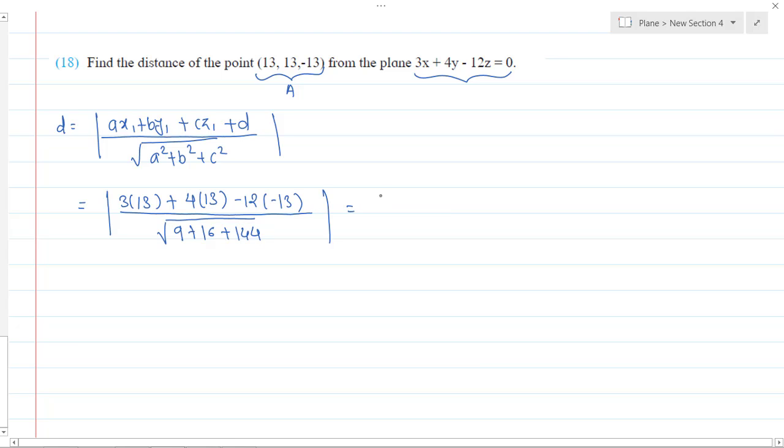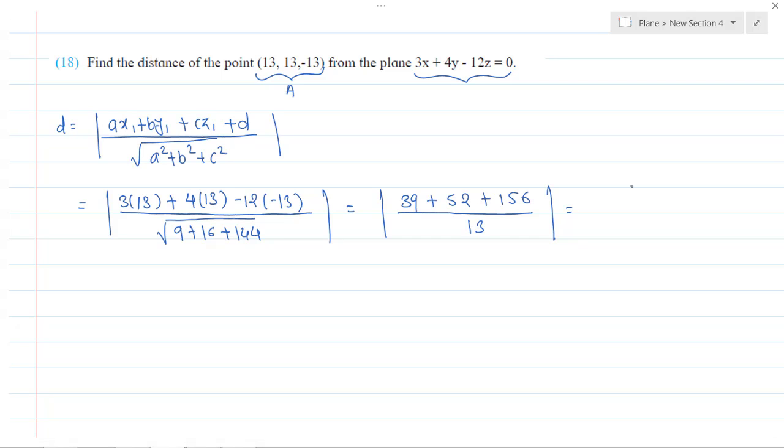Now let's solve this numerator. 13 into 3 is 39, 4 into 13 is 52, and we have minus into minus, plus 156. So in the numerator, 39 plus 52 plus 156 is nothing but 247. In the denominator, we get 169, which is nothing but the square of 13.